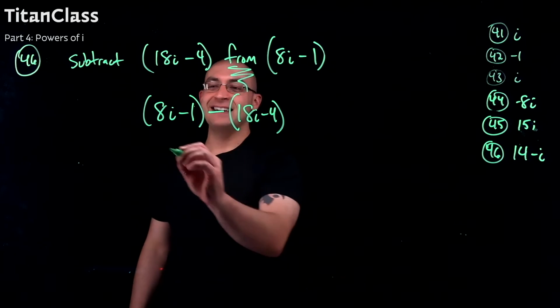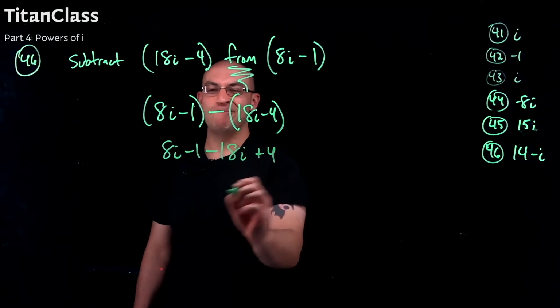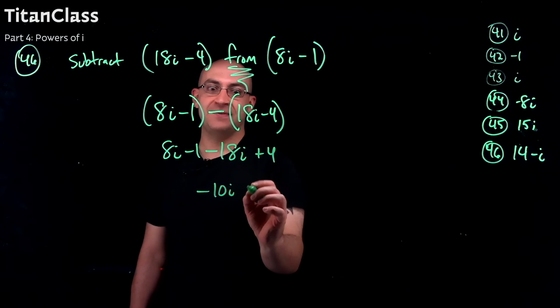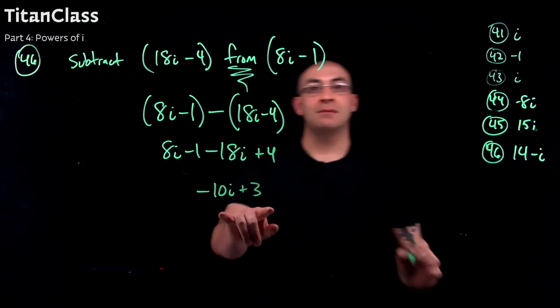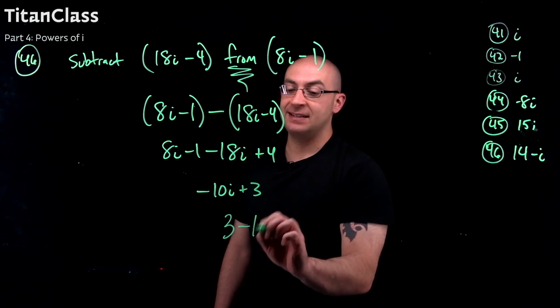All right, distribute the minus sign. 8i minus 1 minus 18i plus 4. 8i minus 18i is -10i. -1 plus 4 is +3. But remember, this is not in the right format. This needs to be 3 minus 10i.